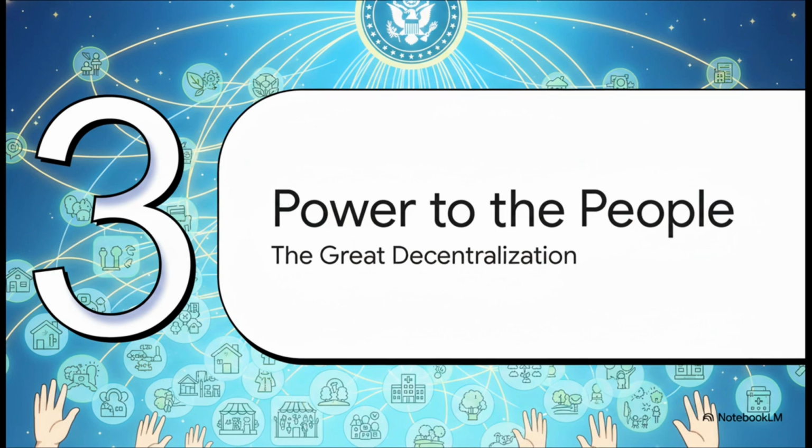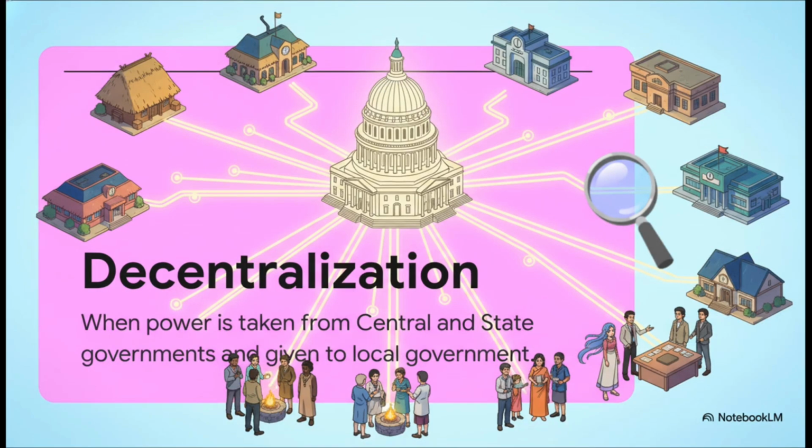Okay, so we've talked about the big picture, the national and the state level. Now let's zoom all the way down to the ground, down to your city or your village. We need to talk about the third tier of government and this idea of decentralization. So, what exactly is decentralization? Honestly, it's just what it sounds like. It's the process of taking some power and authority away from the governments at the top and handing it over to local governments, like your city or village council.